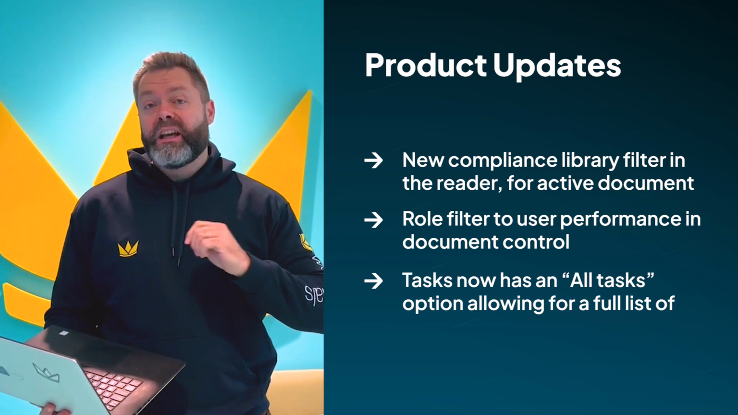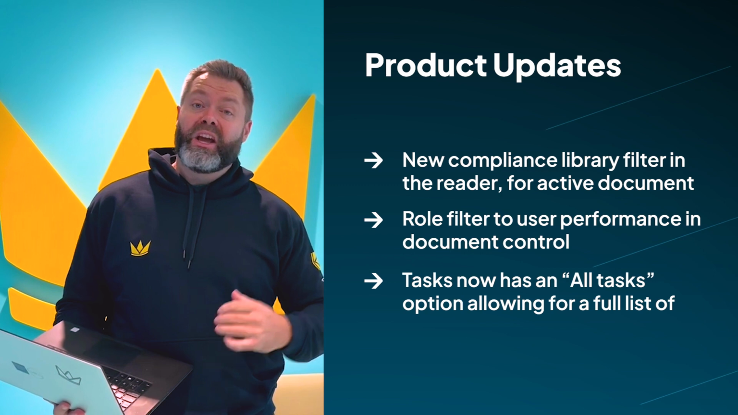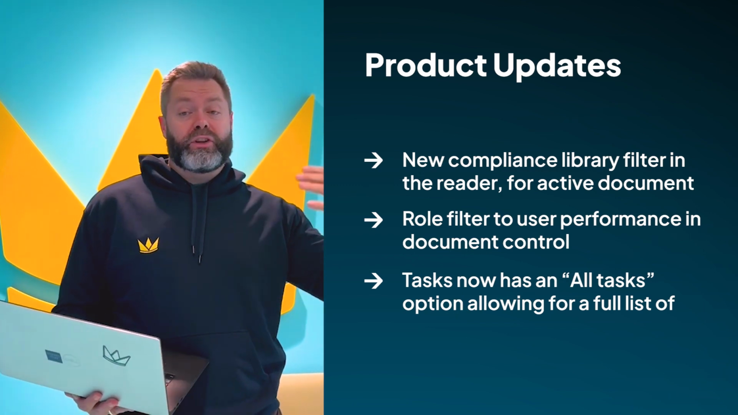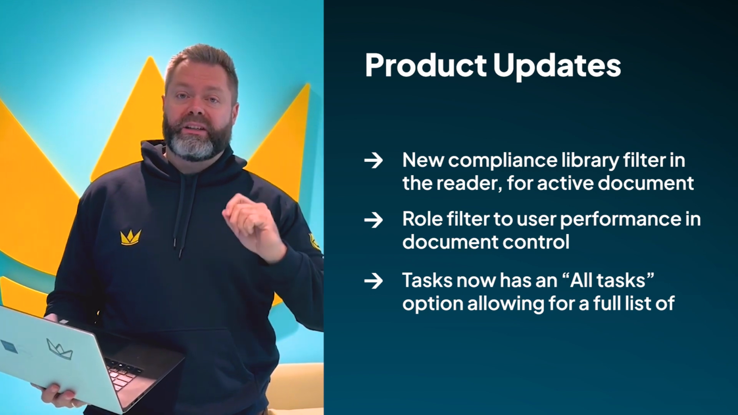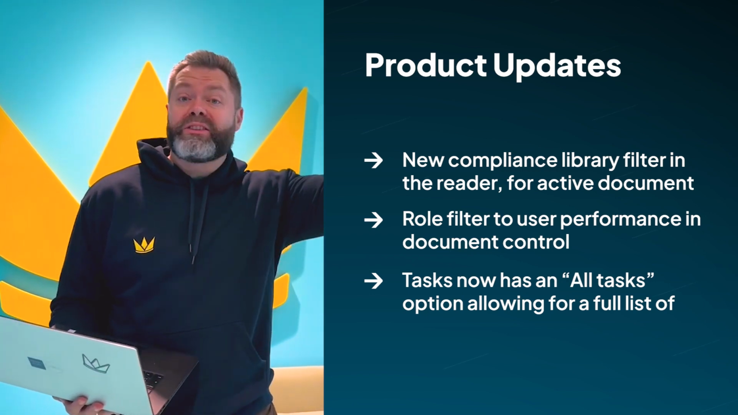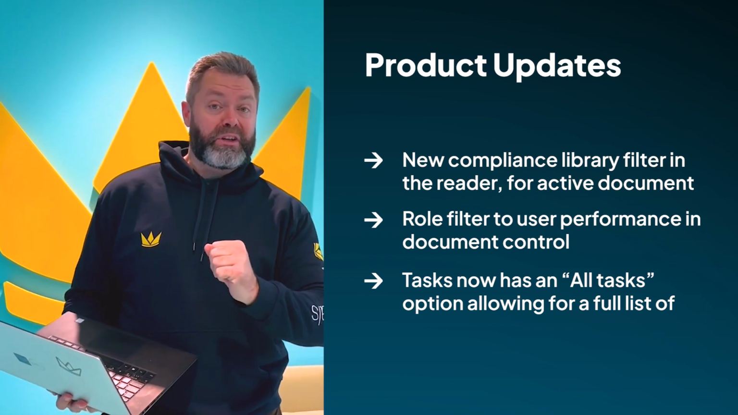Now for tasks, we had an issue where all tasks actually did nothing. All tasks would just show a selection between completed tasks and open tasks. So now you can choose all tasks to actually see all of your tasks. So now it's working as advertised.